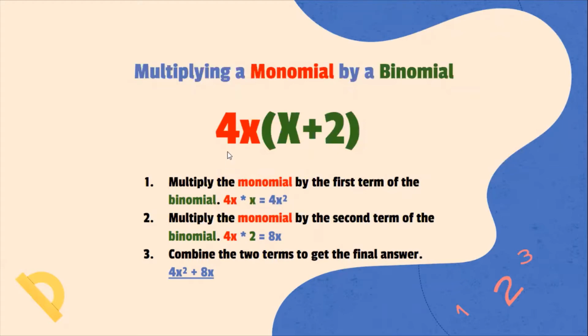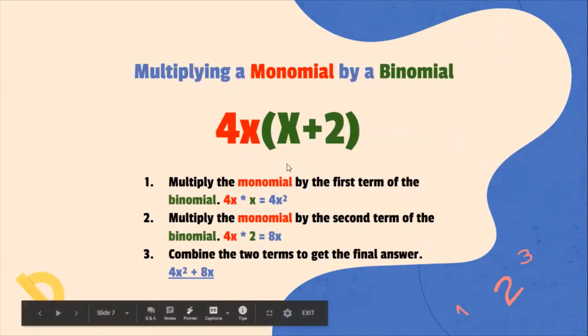Then we would multiply the monomial by the second term of the binomial, which in this equation would be 4x times 2 equals 8x. So now to get the answer, we would just combine the terms to get a final answer of 4x squared plus 8x.